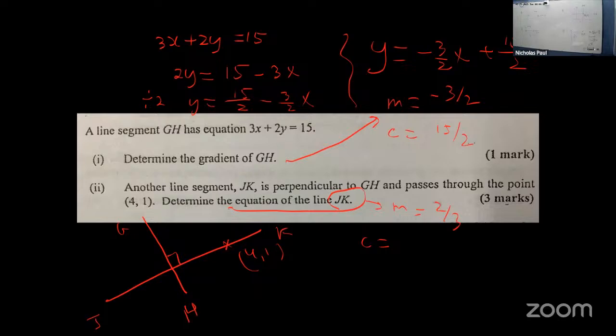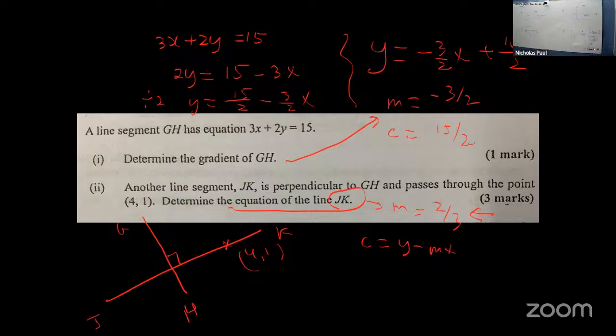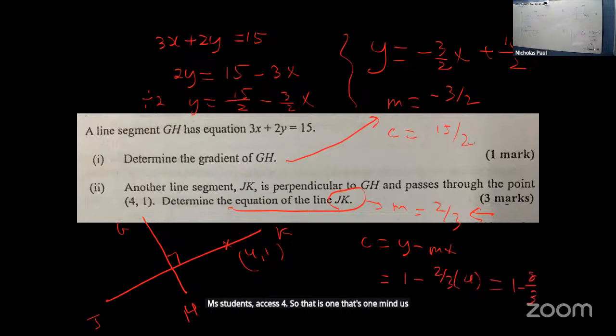Right, so the gradient JK is right here, that's 2/3. And the y-intercept c is y minus mx. Y is 1, m is 2/3, x is 4. So that is 1 minus 8/3. That's 5/3, or rather, minus 5/3.